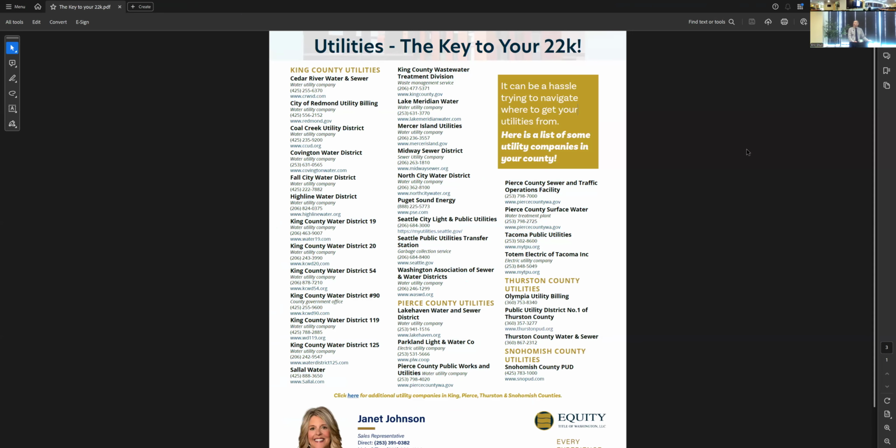Okay, so here are the utilities. So it's got all the companies listed out, got the city of Redmond utility billing. There's the water utility company, phone number, and the website. Pretty nice to have all that, because most of the time, sellers don't know. It actually states, when we get to the section, that brokers can fill this out if no one does.